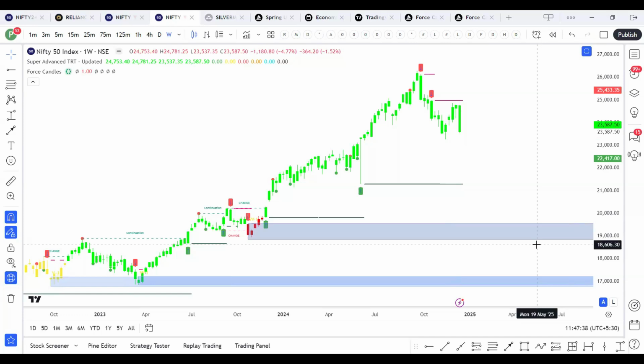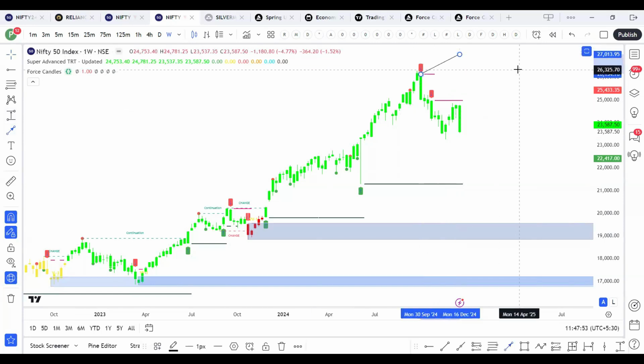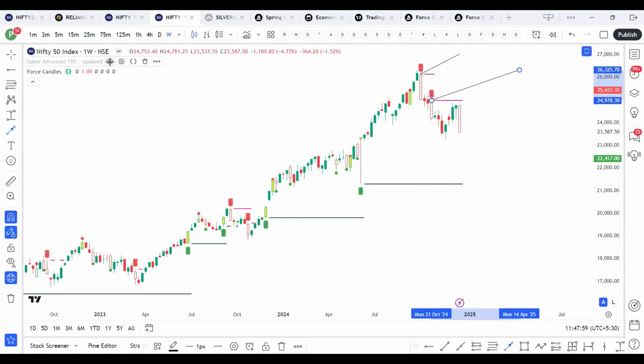On the weekly chart, uptrend, and there's a down force. There are two down candles with force. So this is strongly bearish, this is strongly bearish. I will show you this one. This is also strongly bearish.